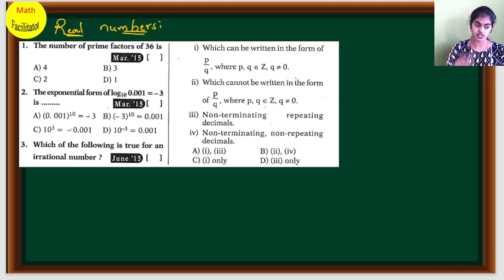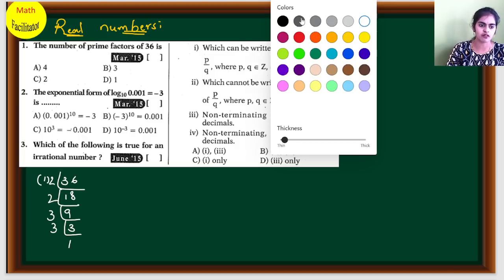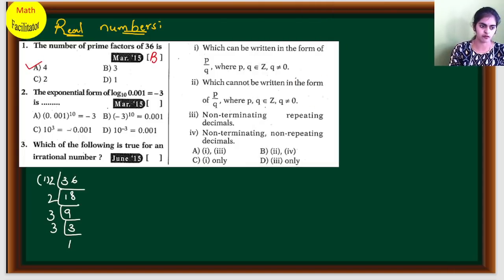Now the very first question, real numbers: the number of prime factors of 36. If I prime factorize 36, how many prime factors will I get? 2 18s are 36, 2 9s are 18, 3 3s are 9 and 3 1s are 3. So there are 4 prime factors of 36. Okay, so the answer is 4. Sorry, it is option E.